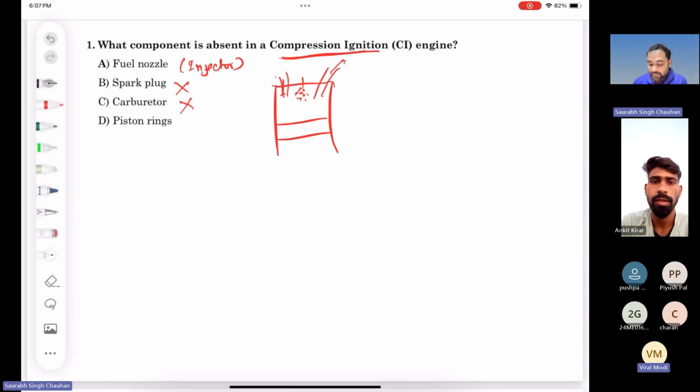Okay, so instead of carburetor, how the fuel is being injected? By using the injector or the fuel nozzle. Okay, the piston rings are there. In all types of engine, piston rings will be there. So the correct option will be spark plug and carburetor, right? Yes.